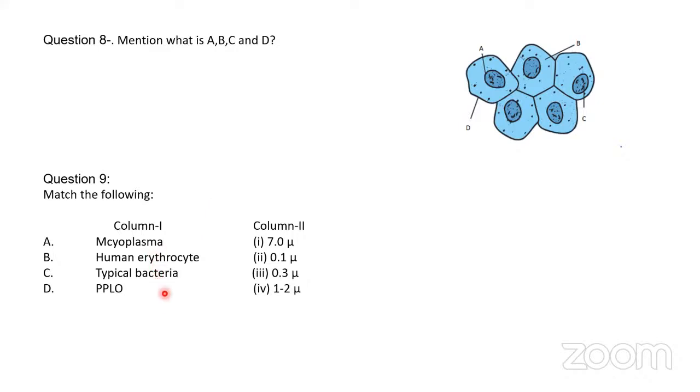The next question is, we have to match the following with their sizes. Mycoplasma have a size of 0.3 micron. Human erythrocytes have a size of 7 micron. Typical bacteria are 1 to 2 micron. And PPLOs, the smallest living organisms, that is pleuropneumonia-like organisms, have a very small size of 0.1 micron. So basically, these are the correct answers of this question.